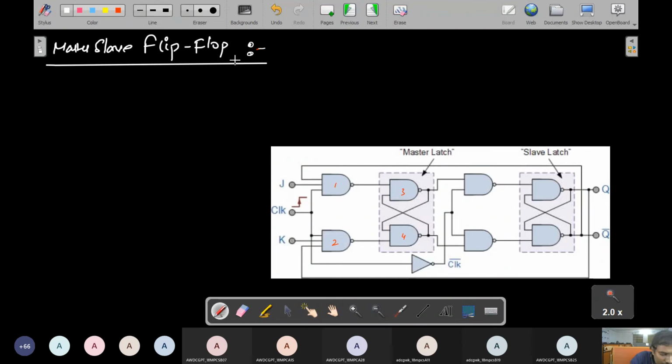Some key points are there. I'll write the key points, and after that I'll explain what the master slave JK flip flop is. Tomorrow's class I'll explain this master slave JK flip flop. But before going to the master slave flip flop, I'll write some important points. Today I'll explain the graphical diagram, and tomorrow the block diagram and circuit.